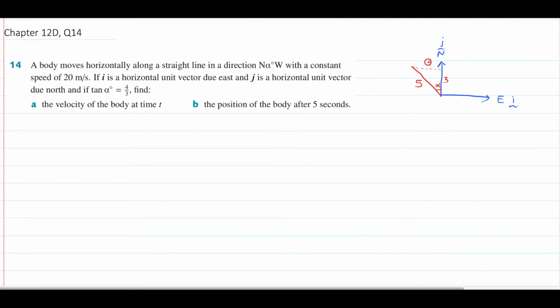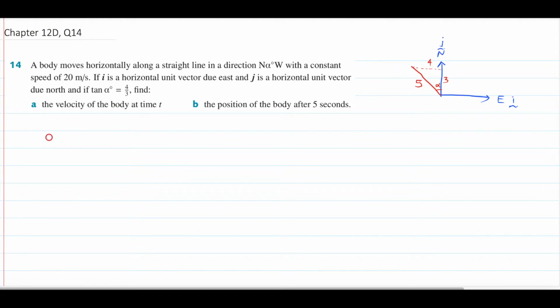Right, now let's do some questions. Part A, the velocity of the body at time t. Because this is constant speed, that means velocity is also constant. Your velocity is just always the same regardless of time. Okay, so there should be no time at all.